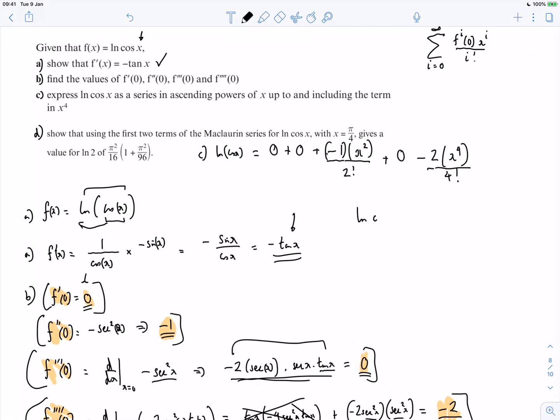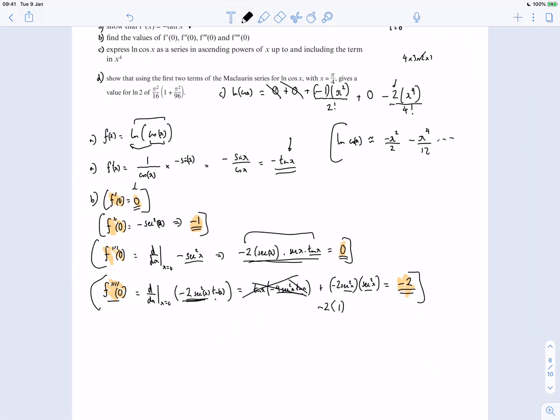So that means ln of cosine x is approximately equal to, the zeros go, minus x squared over 2 factorial. And then 4 factorial is 4 times 3 times 2 times 1, and the 2 on here will cancel with that 2, so it's 4 times 3, so that becomes minus x to the 4 over 12. So ln of cosine x is approximately minus x squared over 2, minus x to the power of 4 all over 12.